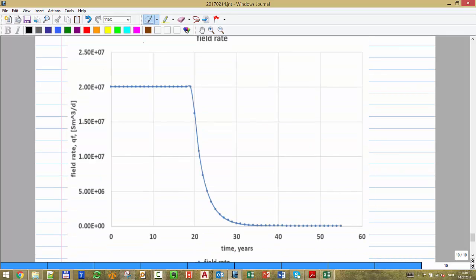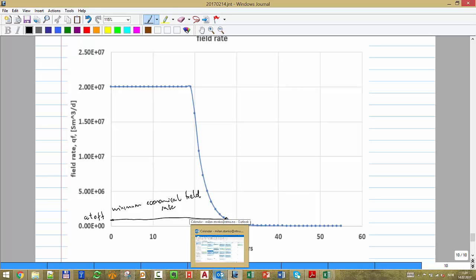Okay, so here I define a cutoff, the minimum economical field rate. For example here, and then you don't do any more simulations after that point. If after that the model is giving less and less, I just stop the simulation at that point. Yes? Any question?